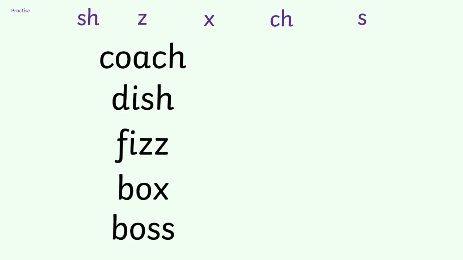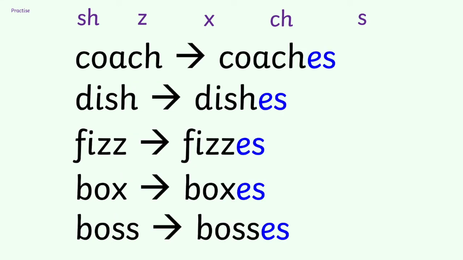Great, let's have a look and check your answers. So you should have a list that looks like this. And actually with all of these words, they all end in one of these sounds that we looked at. So they all need an ES on the end. Coach becomes coaches, dish becomes dishes, fizz becomes fizzes, box becomes boxes, and boss becomes bosses. Now notice with boss, even though double S isn't up here, it does end in S and it ends in the S sound. So that's why we've added ES.